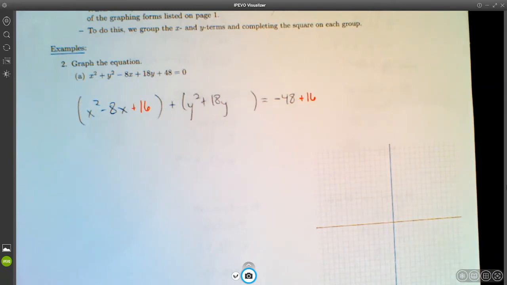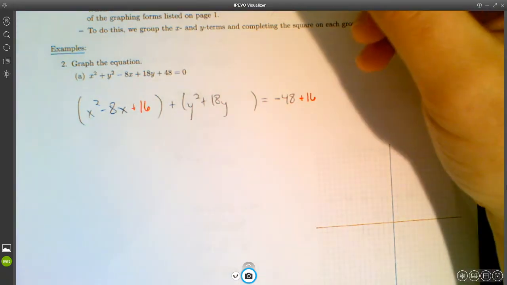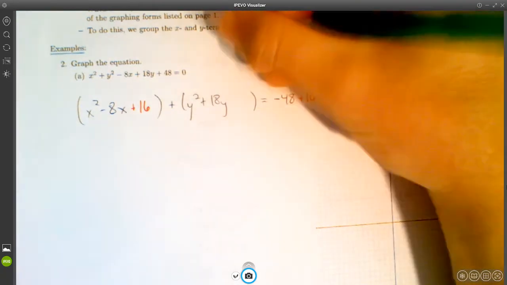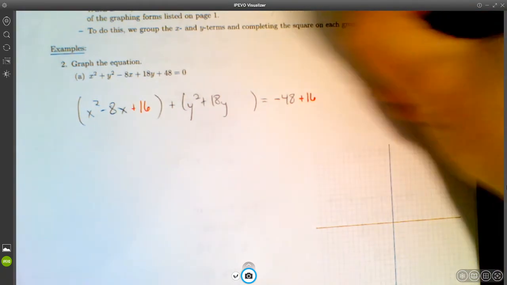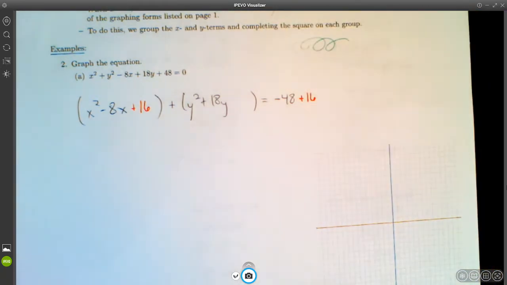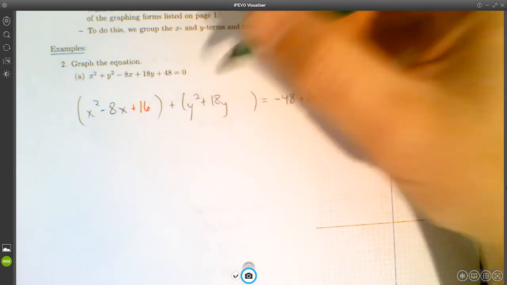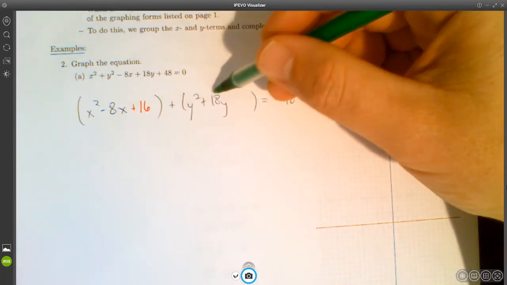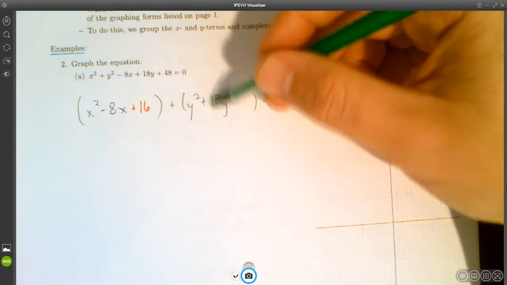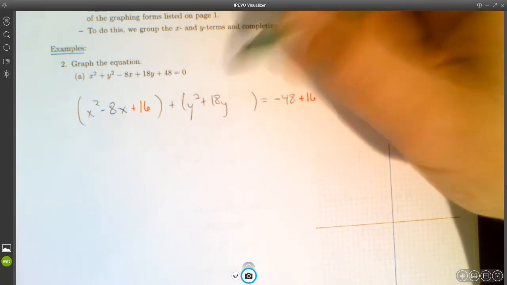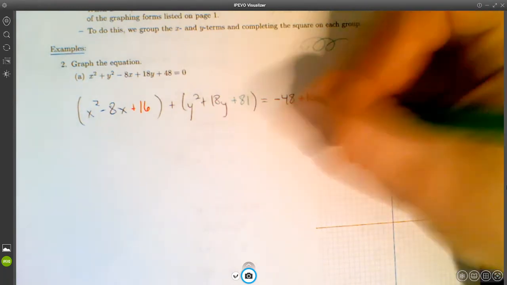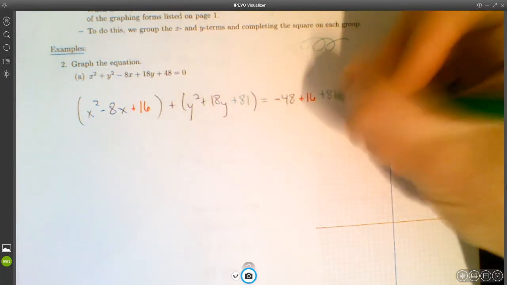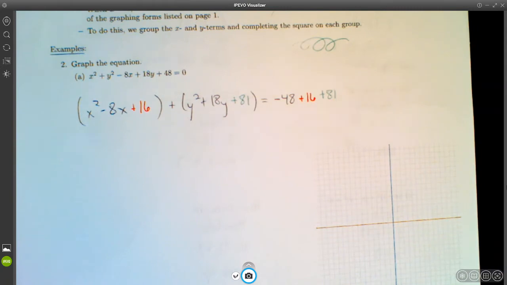Now the y group. I haven't used this pen, but this is a different color, hopefully. I think it's a green color. There we go. Okay. So for this group, we do the same thing. We take half of this. Half of 18 is 9. And then we square that. 9 squared is 81. So we're going to add 81 to this group. And again, we're allowed to do that as long as we add 81 over here on this side as well.